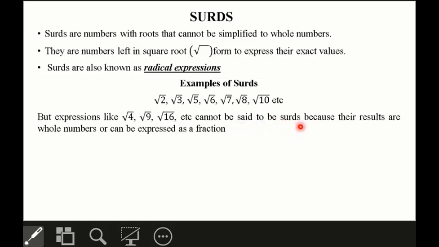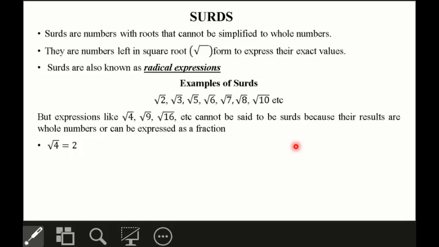But expressions like the root of 4, the root of 9, the root of 16 cannot be said to be sets because their results are whole numbers, or can be expressed as fractions. We did that for root 4, root 16, root 25, and so on, for you to see that when we punch these numbers on the calculator, the answers we get are whole numbers, or rational numbers, or can be expressed as a fraction in the form a over b. So we cannot term these expressions as sets. Good. So for example, root 4 will give us 2. 2 is a whole number, 2 is a rational number, and 2 can be expressed as a fraction as what?